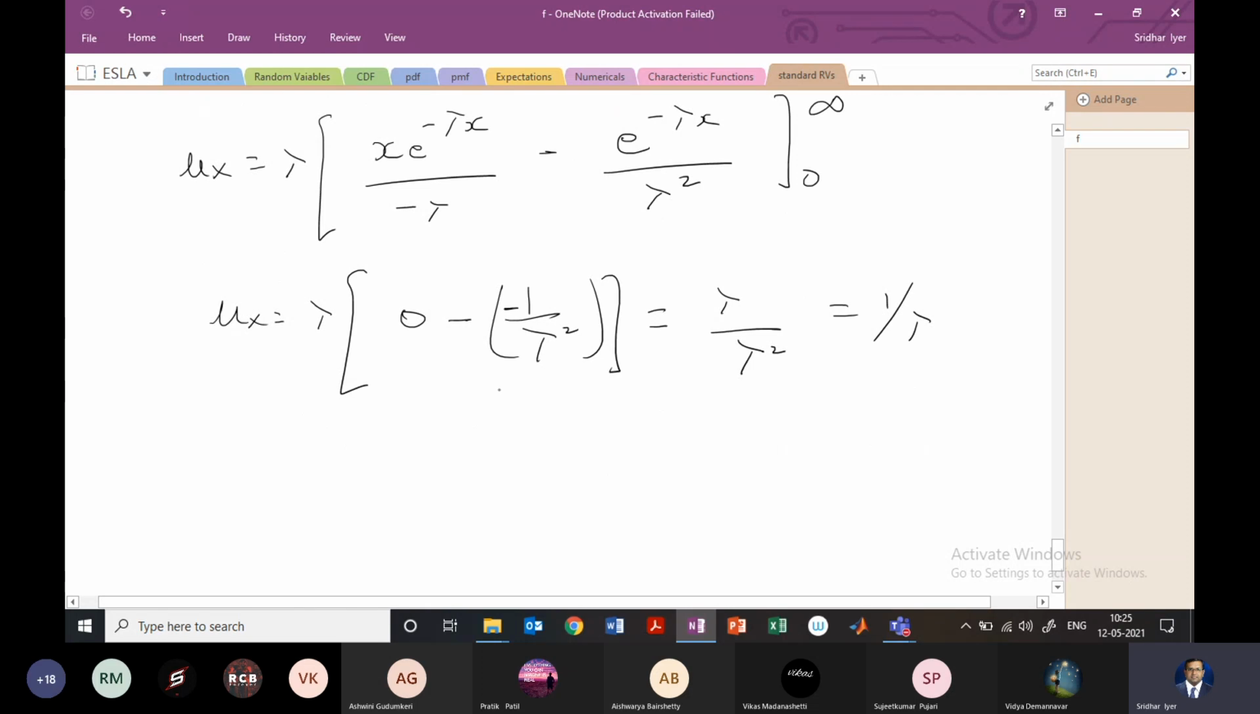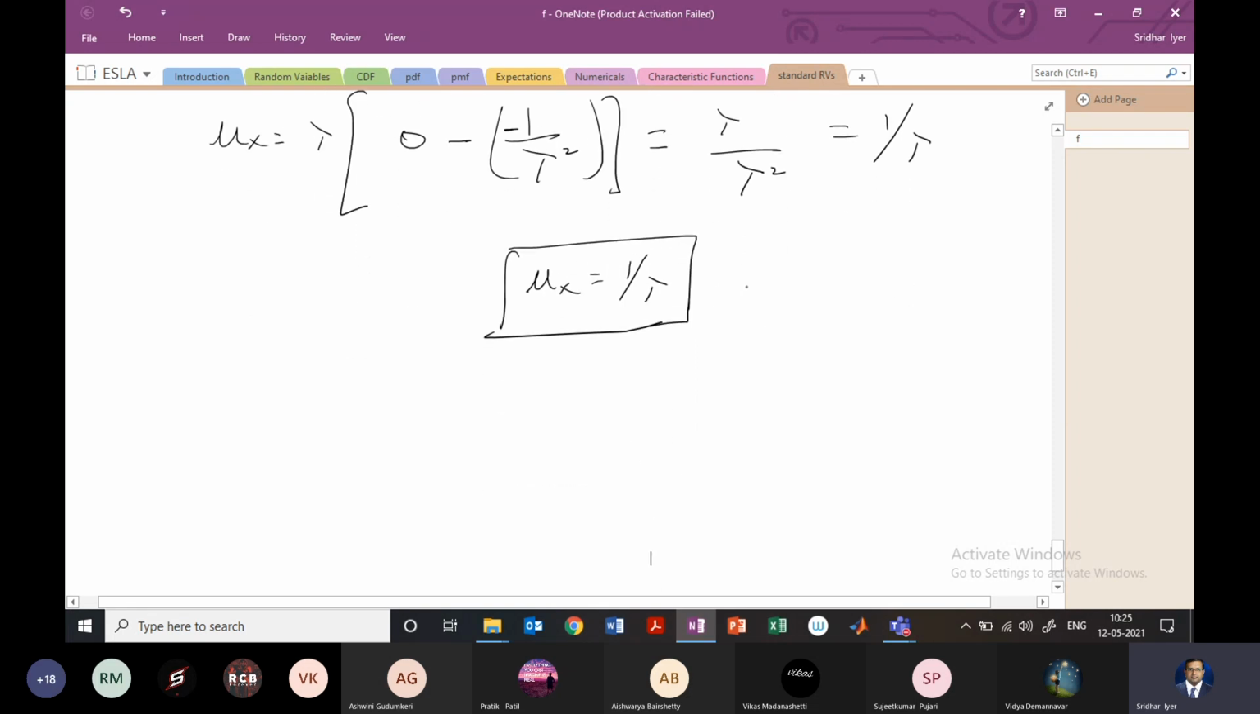Therefore, the mean value for an exponential random variable is 1 by lambda. There are other methods also to find this integration, but integration by parts is, in my opinion, an easier method.